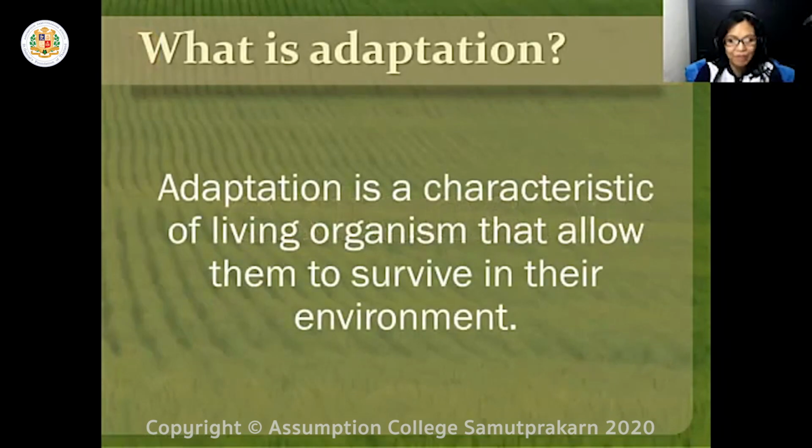If you can guess the words, it means you are very good in vocabulary. Okay, now let's begin about adaptation. So we need to describe or explain the meaning of the word adaptation first. What is adaptation? You can read with me.